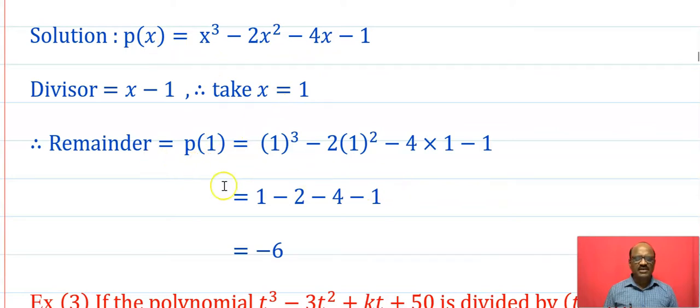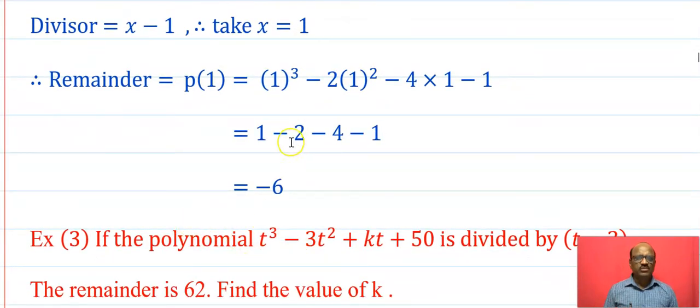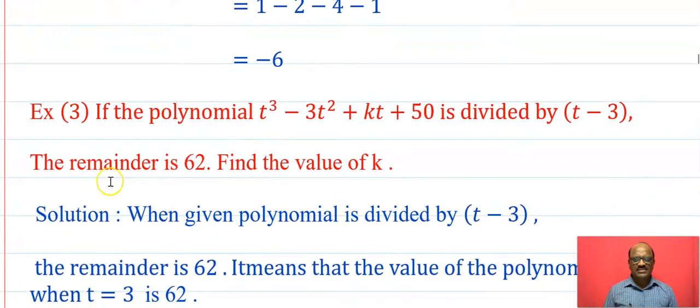How will we write it here? P of 1 equals 1 cube minus 2 into 1 square minus 4 into 1 minus 1. 1 cube is 1. 2 into 1 square is 1 into 2, it's minus 2, minus 4, minus 1. And overall, plus 1 and minus 1 get cancelled. And minus 2, minus 4 you will get minus 6. And the remainder, that is p of 1, which is the value of that polynomial when x equals 1, is minus 6.